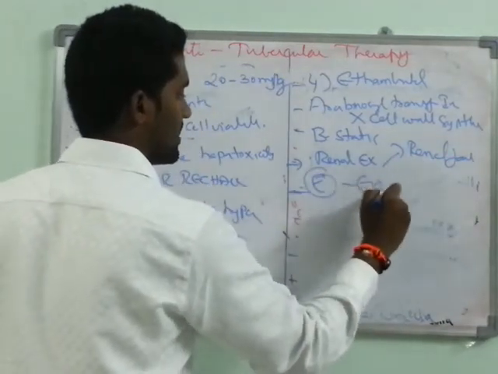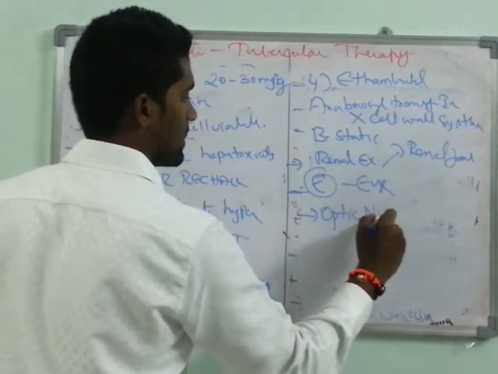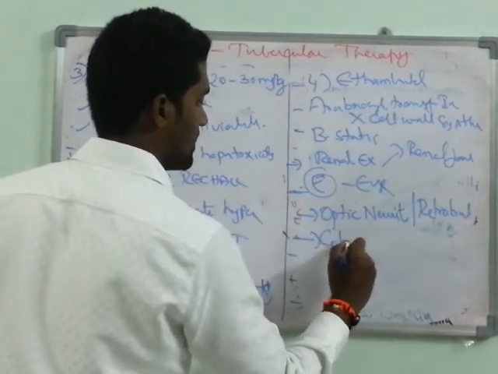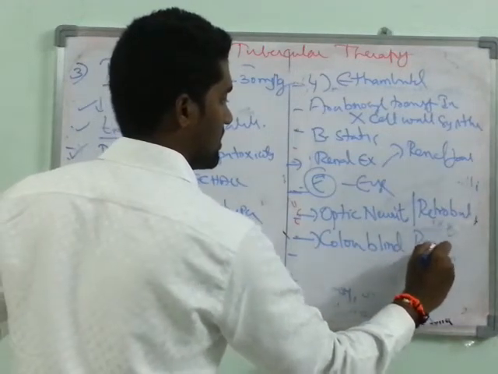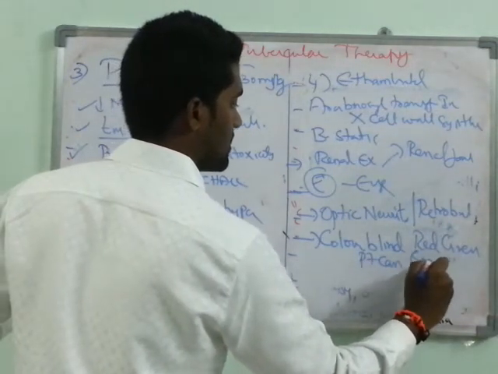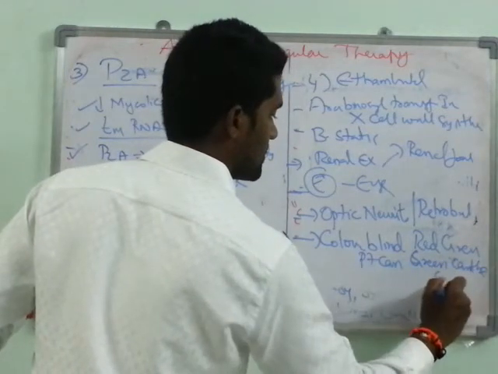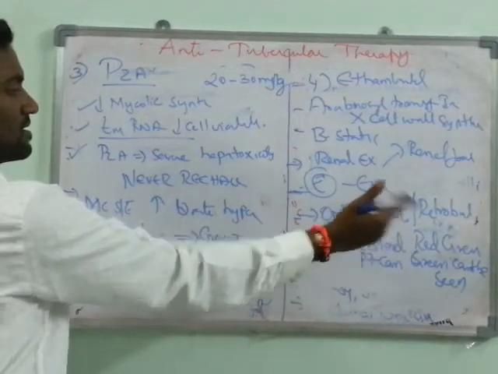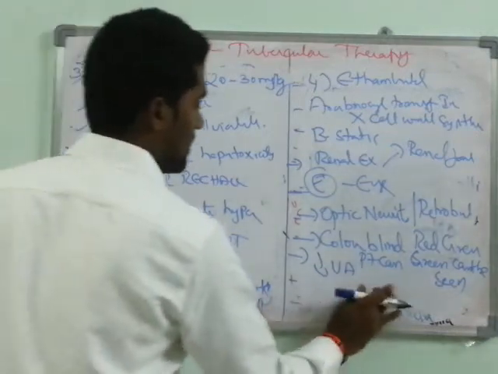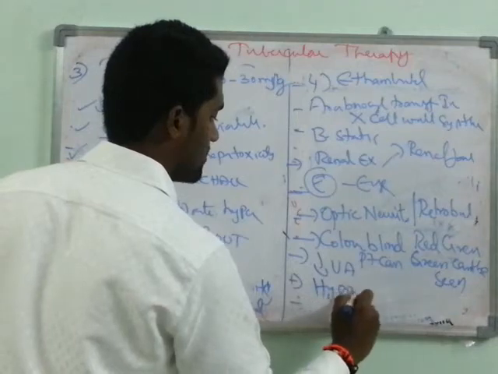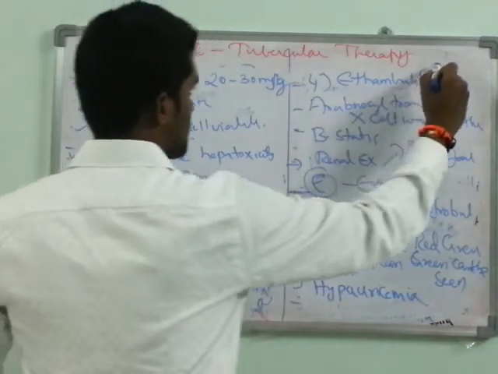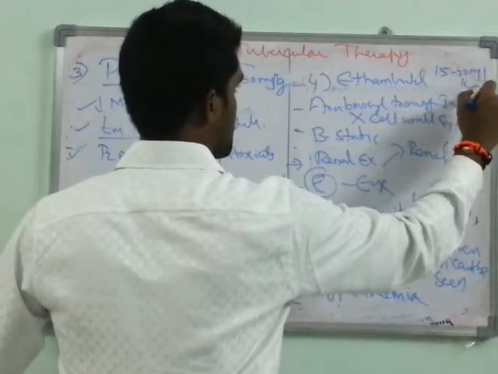E for eye, affects eye. It will cause optic neuritis, retrobulbar type, color blindness, that is red-green blindness, patient, so green can't be seen. Remember, green not seen. So it is red-green blindness and decreased visual acuity. It is reversible within 1 year, and also it can cause hyperuricemia. So these are the side effects of ethambutol in the doses of 15 to 20 mg per kg.